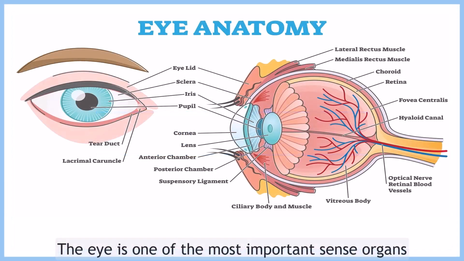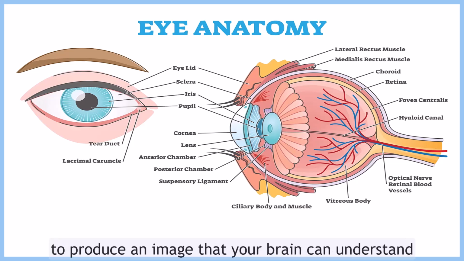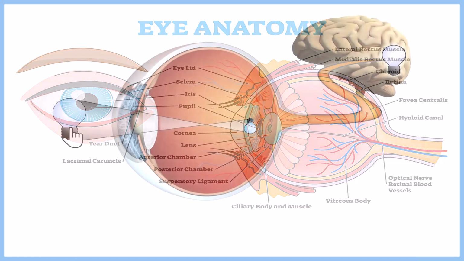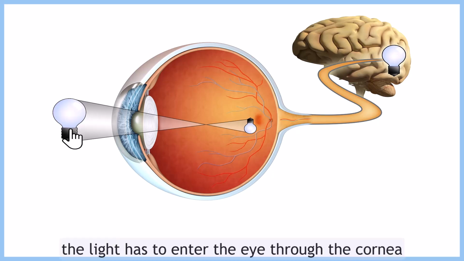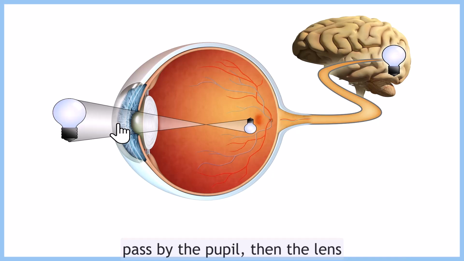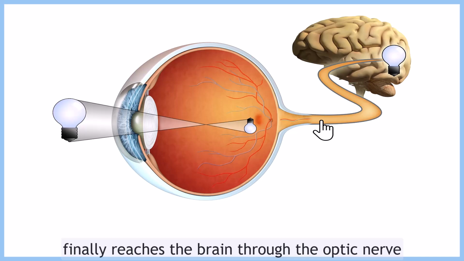The eye is one of the most important sense organs. The inner structures of the eye all work together to produce an image that your brain can understand. In order to produce a clear image, the light has to enter the eye through the cornea, pass by the pupil, then the lens, and settle in the retina, and finally reaches the brain through the optic nerve.